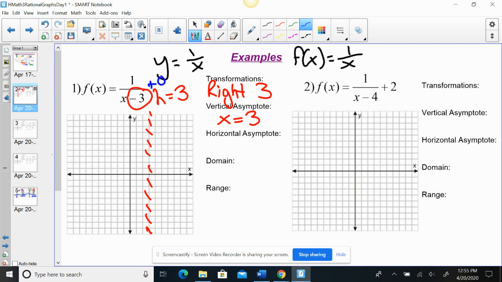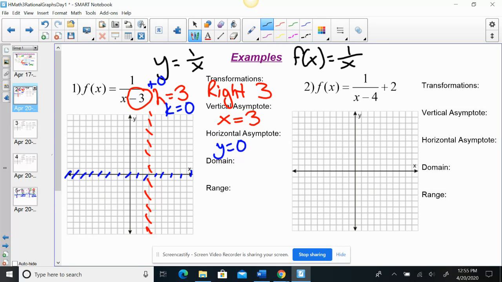Your horizontal asymptote is your k value. Here I don't see anything there, so I'm going to say k is 0. So since there's nothing there, it's not shifted up or down, and my horizontal asymptote is y equals 0. So there's my electric fence, or my asymptote there. So now let's graph it.